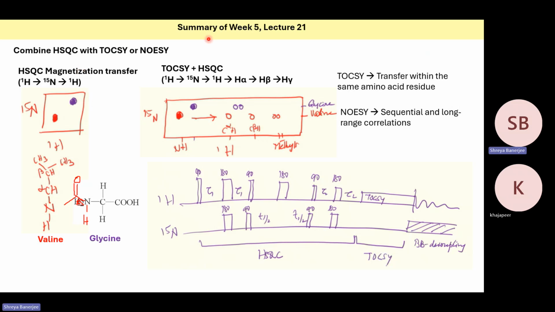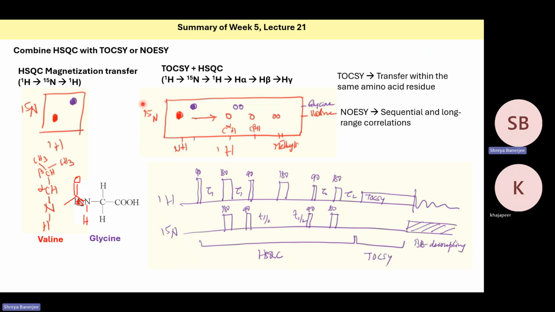Now, if you combine HSQC with TOCSY, so initially the magnetization transfer in HSQC was from 1H to 15N and back to 1H. Now, instead of collecting the data from this 1H, if you insert a TOCSY pulse program, then the magnetization will transfer from the amide H, so this is the amide H. It will go to C alpha, C beta, C gamma, and so on, which is basically what happens in TOCSY. So then you will get more peaks.